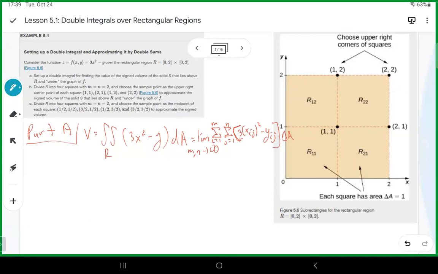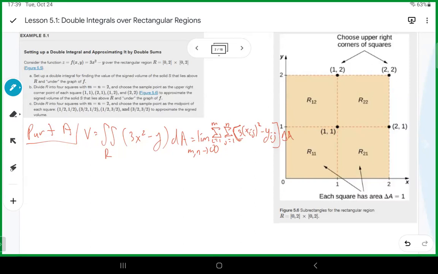B says divide R into 4 squares with m equal to n equal to 2 and choose the sample point as the upper right corner of each square. So they did all of that for us. I'm sure you could have done the other corners, but you guys can play around with that if you would like. Then approximate the signed volume of the solid S that lies above R and under the graph of f.